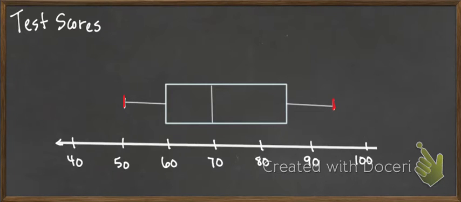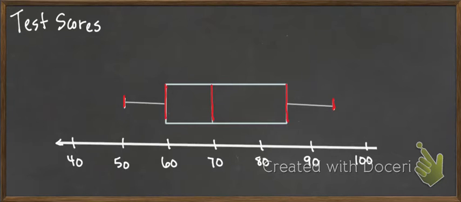4 quartiles. There are 4 distinct sections of a box and whisker plot, and you can tell them by looking at the vertical lines. So you see, here's the line, here's a line, here's a line. There are 5 different measures. So let's talk about those sections that are divided by those 5 measures.